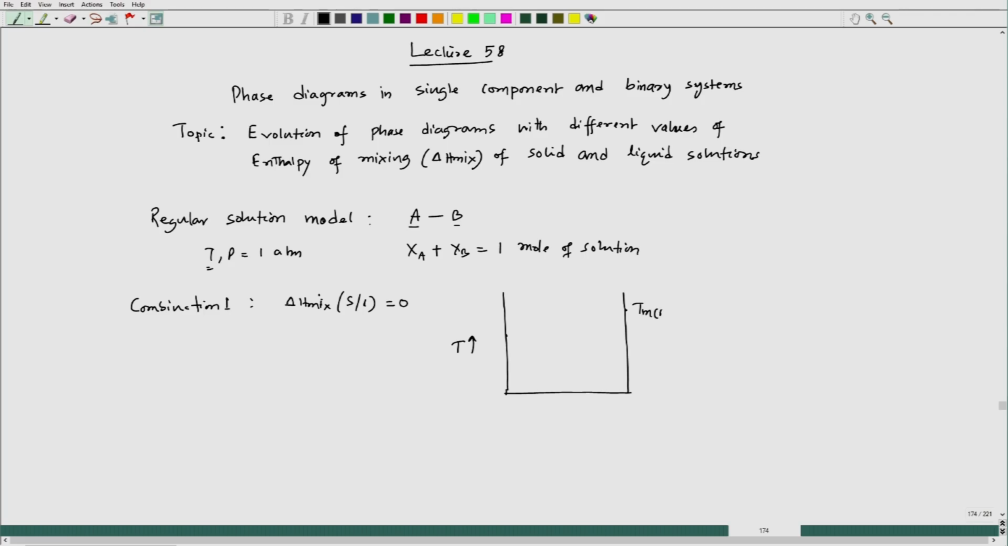This is T M B, this is T M A, and A and B are the 2 metals. This is X B equal to 1, X B equal to 0, and X B is varying this way. So, we get a phase diagram like this, an isomorphous diagram, where this is liquid, this is solid, and here solid plus liquid. So, isomorphous phase diagram. We have seen how this diagram evolves.